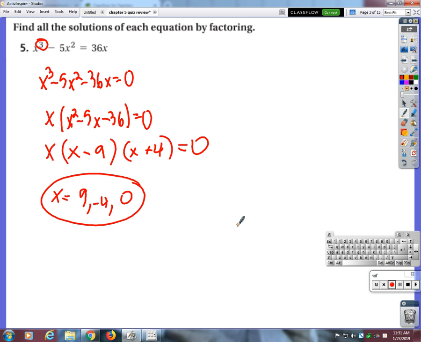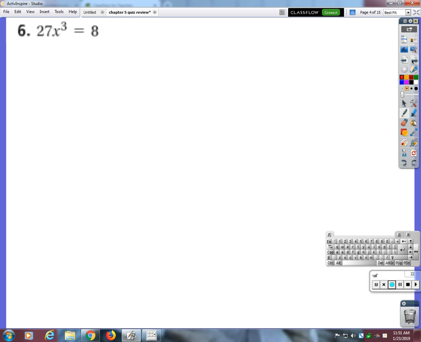Okay, number 6 is brutal. If there's a problem like number 6 on the quiz, it will be for extra credit. Okay, so number 6, you start like any other problem. Set it equal to 0.